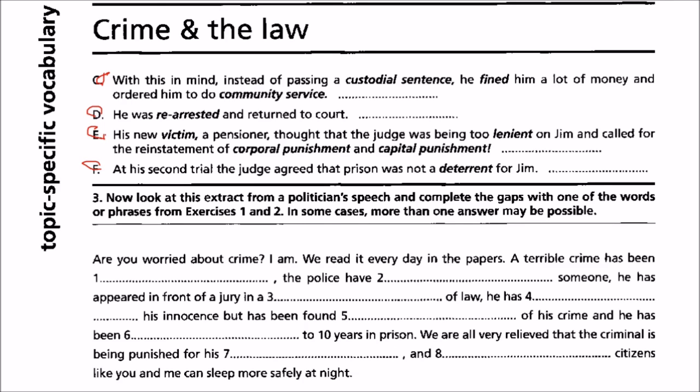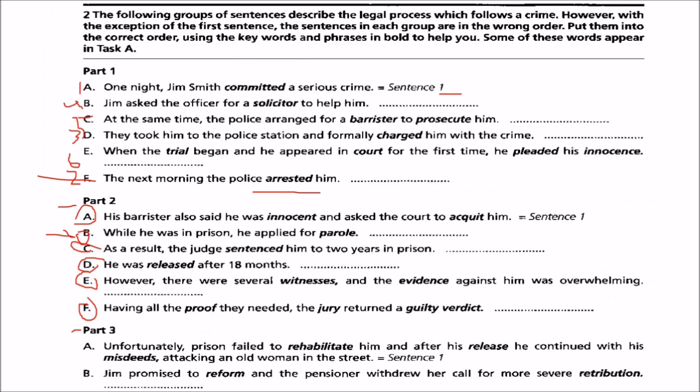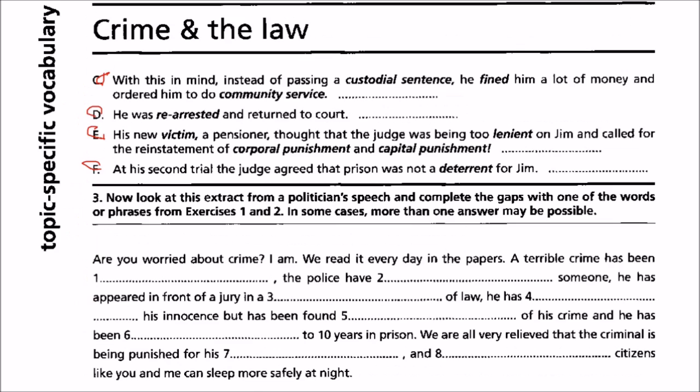His new victim, a pensioner, thought that the judge was being too lenient on Jim and called for the reinstatement of corporal punishment and capital punishment. Then final will be B. Jim promised to reform and the pensioner withdrew a call for more severe retribution.